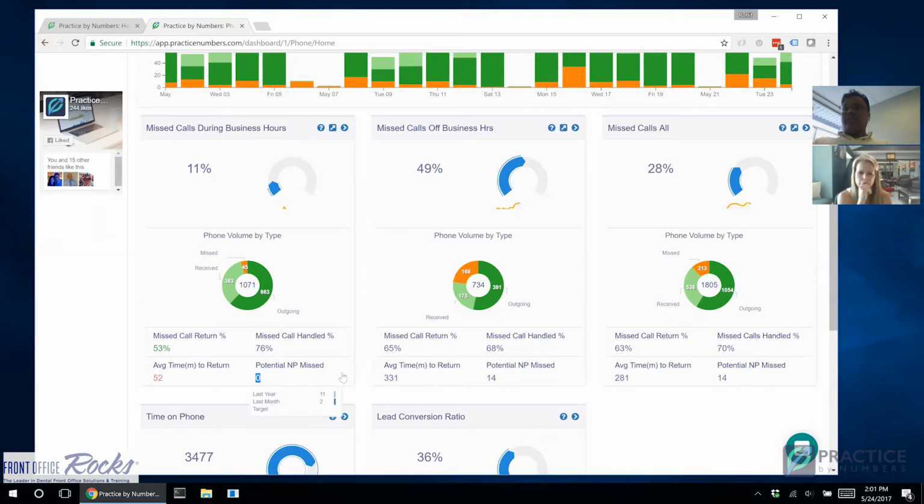Now, as an extension of that, missed calls during business hours are 49%, and they missed 14 new patients. And this is important to decide. Are those 14 new patients important enough for you that you want to get an answering service? Or maybe you need to get better at calling these patients back the next day.